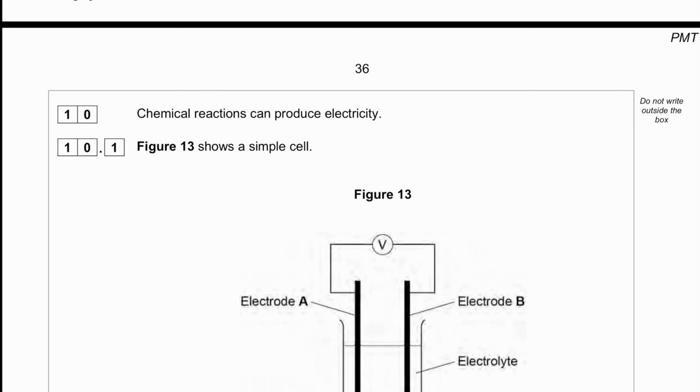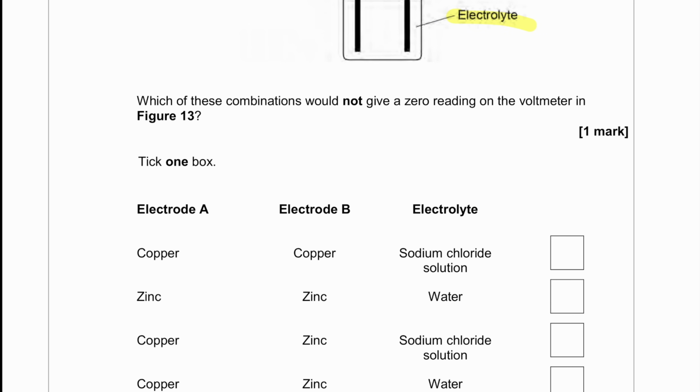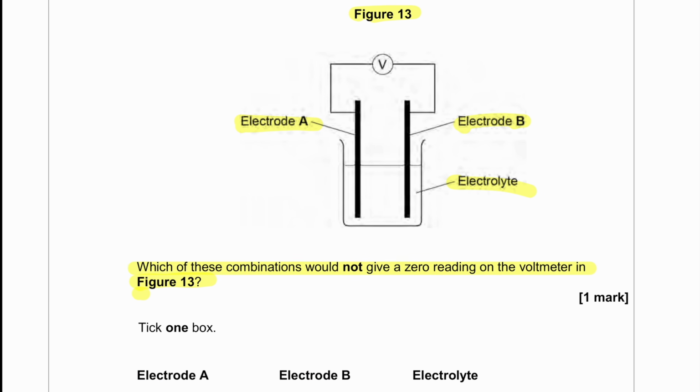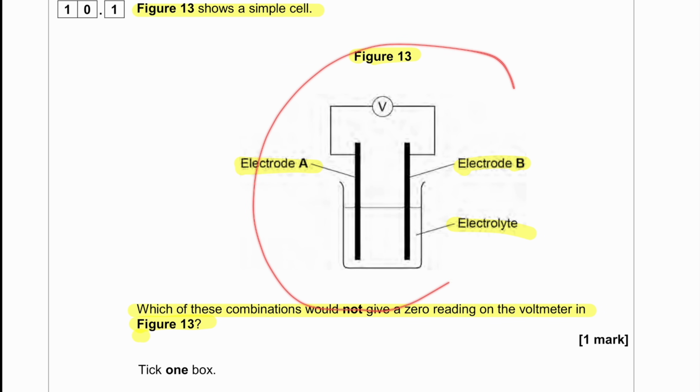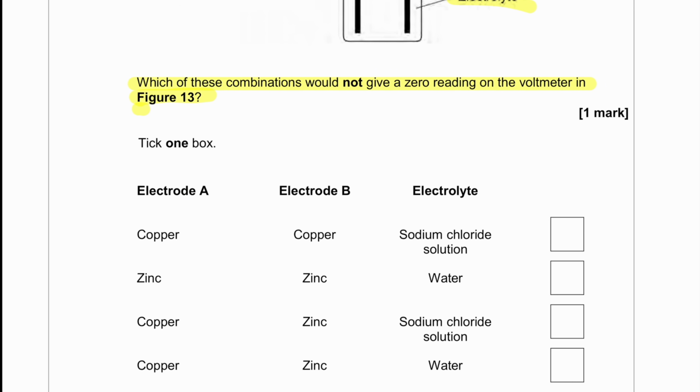Question number 10. Chemical reactions can produce electricity. Figure 13 shows a simple cell. Figure 13, electrode A, B, and electrolyte. Which of these combinations would not give a zero reading on the voltmeter in figure 13? So let's see. Figure 13 is the figure to be used in conjunction with this particular answer. Okay, electrode A.